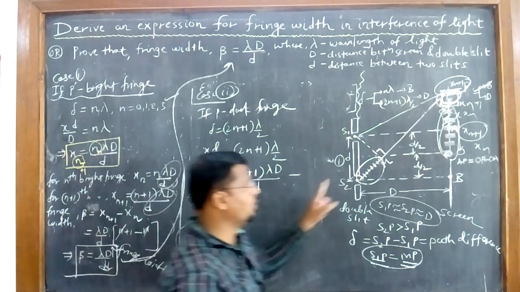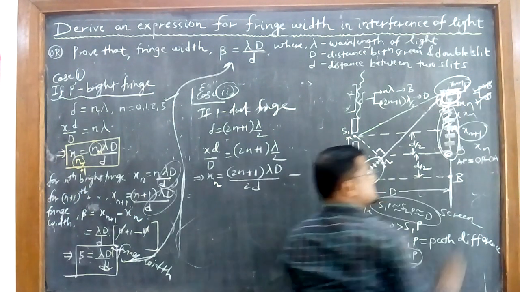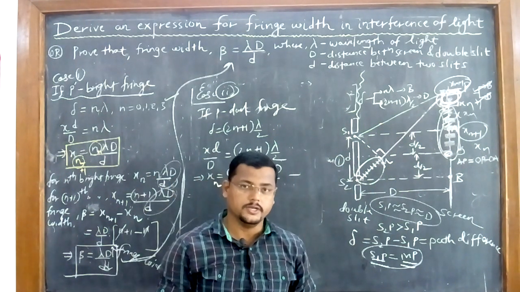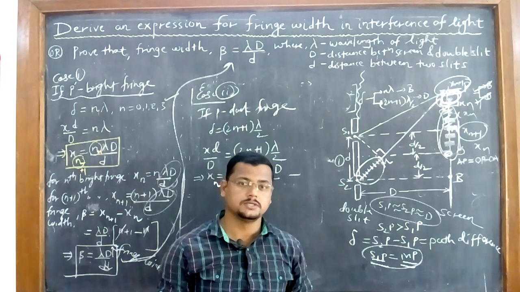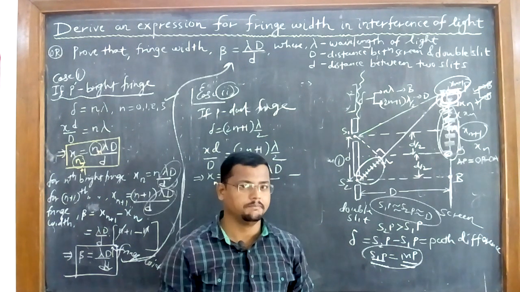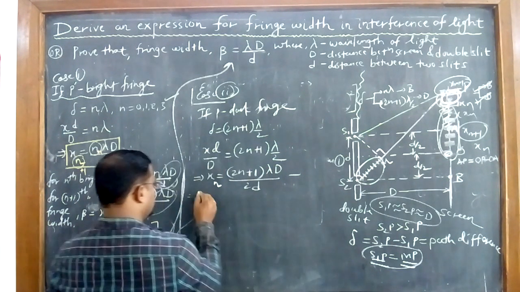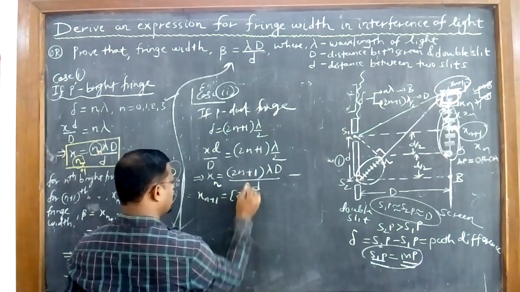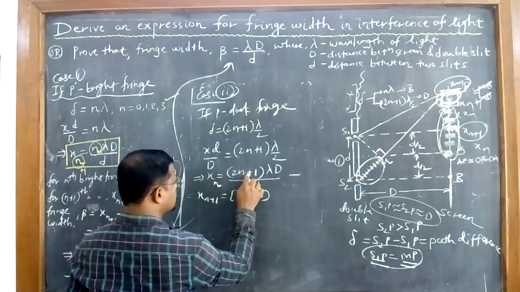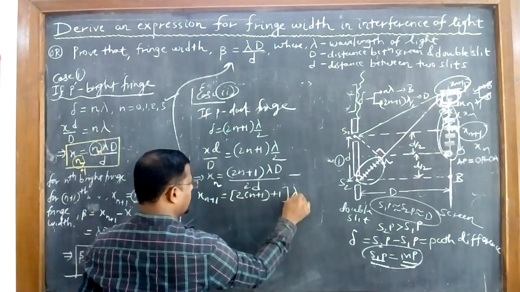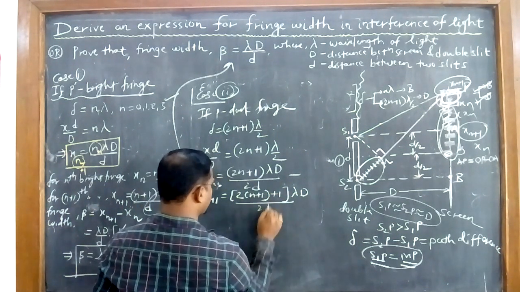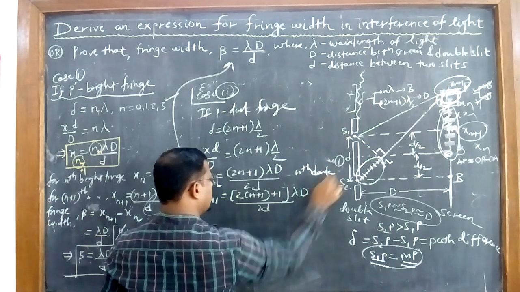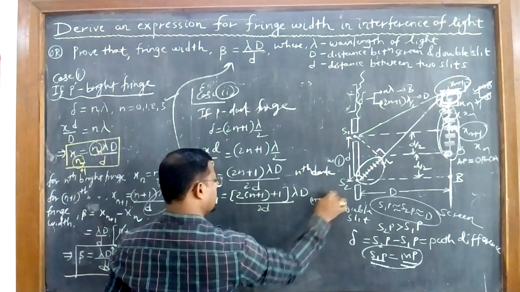I am going to prove this for the dark fringe here, and my definition says you can take either the distance between two successive bright fringes or the distance between any two successive dark fringes, and the distance should come out the same. So we will see whether it does or not. For the (n+1)th dark fringe, it is equal to (2(n+1)+1) into lambda capital D divided by 2 small d. This is for the nth dark fringe and this is for the (n+1)th dark fringe.